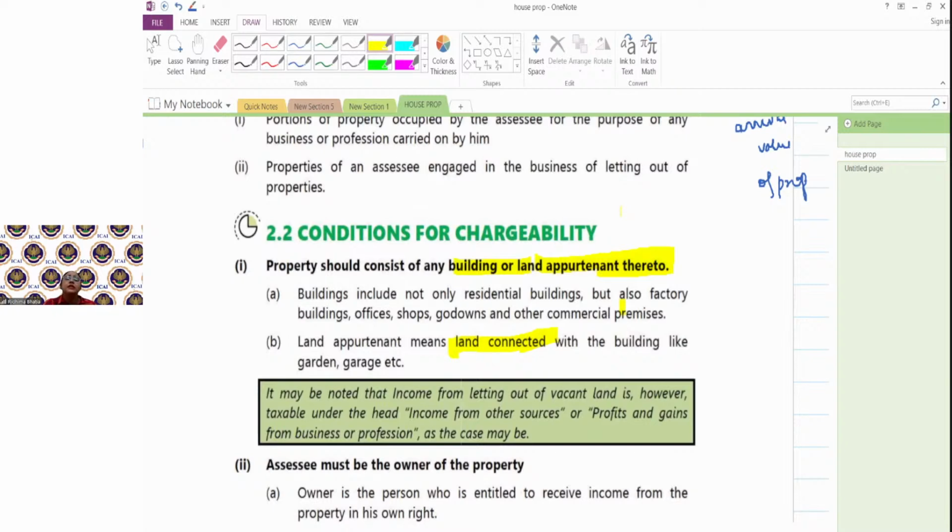The annual value of a godown is income from house property. The annual value of a factory is income from house property. So you have to be clear with the concept of building, or the concept of house property. Another important criterion is that you should be the owner of that property.